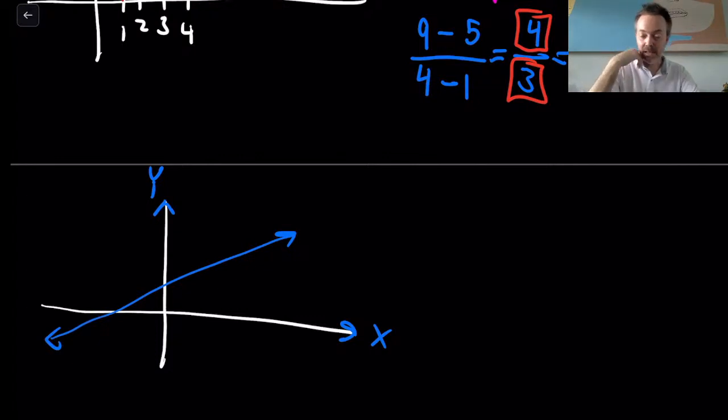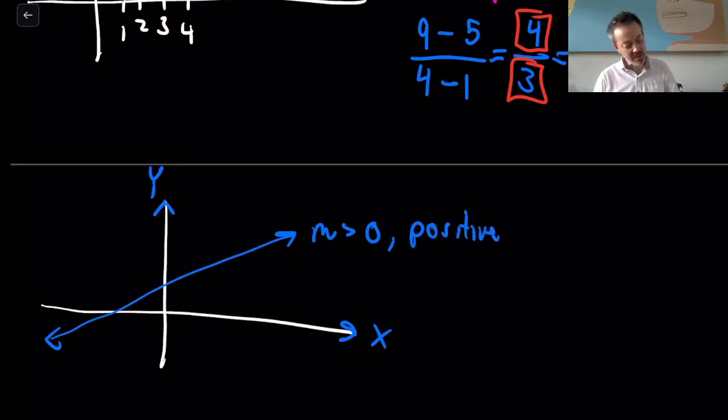Can we say anything about it? Not a lot you can say, but there is something super important you can say. Anything? Positive slope. That's it. Yes. So if the line is pointing up, we know it has a positive slope.